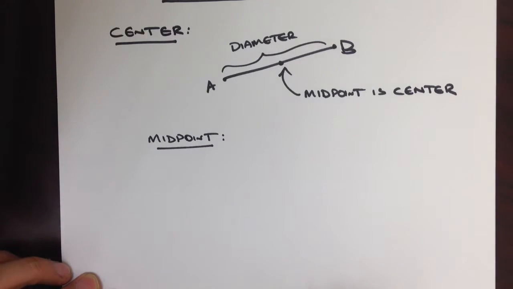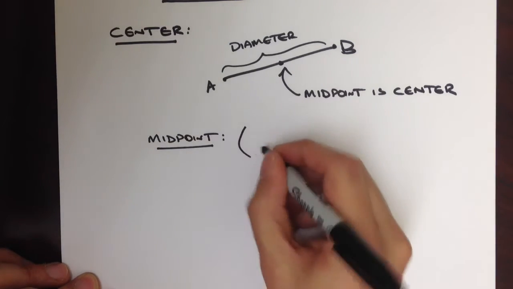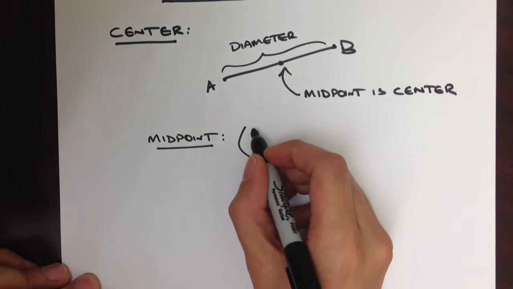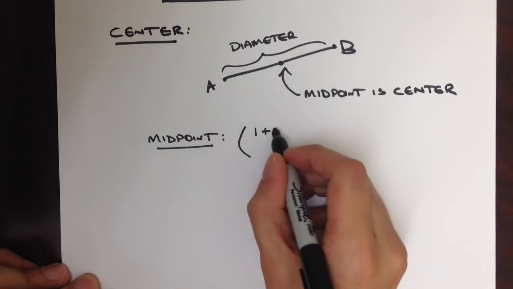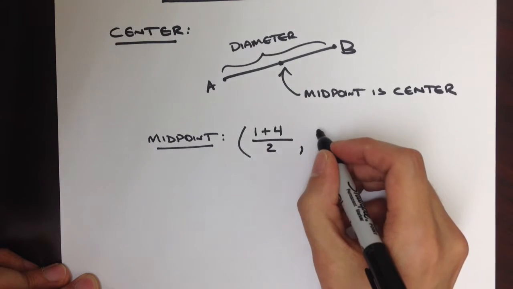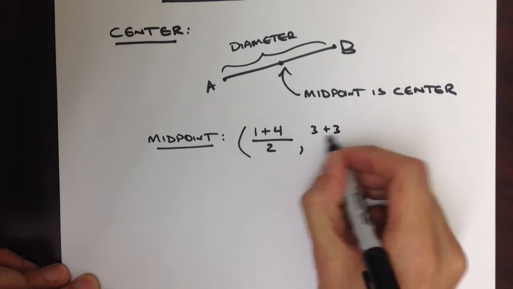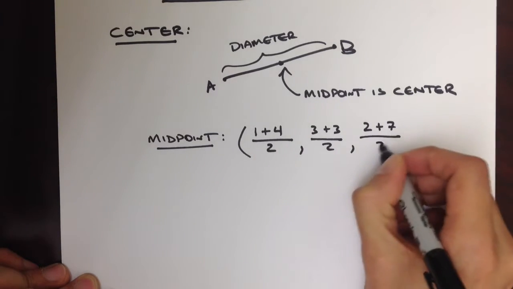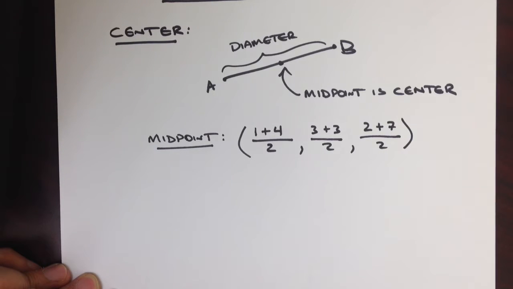Well, the midpoint is a new point that you get by taking the x components of the 2 points you're talking about, in this case 1 and 4, adding those and dividing by 2. You take the y components, add those up, divide by 2. The z components, add those up, divide by 2. And that's the midpoint between A and B.